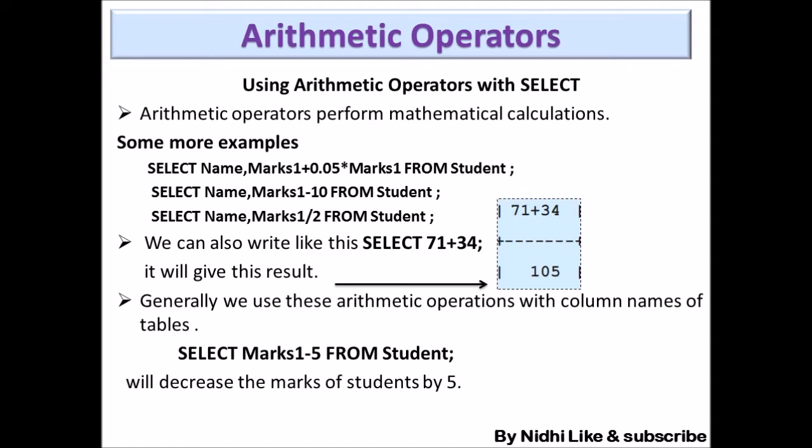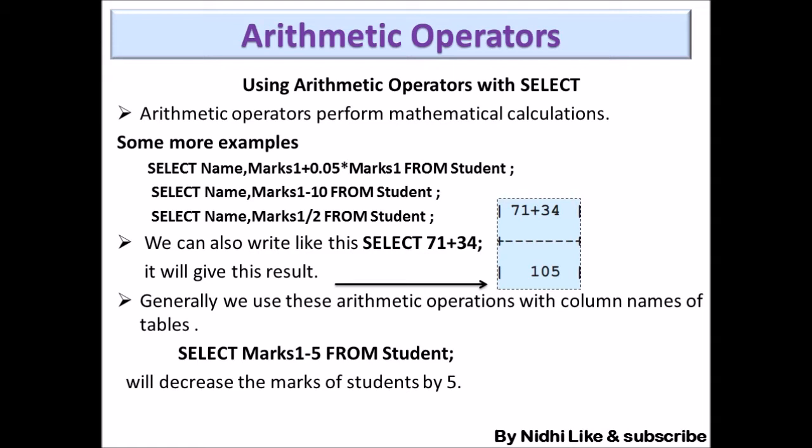So first example is select name, mark 1 is the name of the column. In that column we are adding 0.5 and we're multiplying it with the current marks from student, so it will perform that calculation. Similarly here we are selecting the name column, and after the name column we are selecting the mark 1 column, and from that particular mark 1 we are subtracting 10 from student. Student is the name of the table. Similarly we can divide also from the student table.